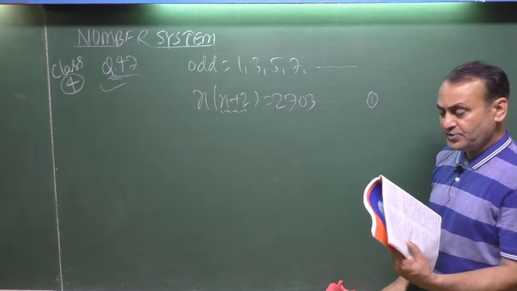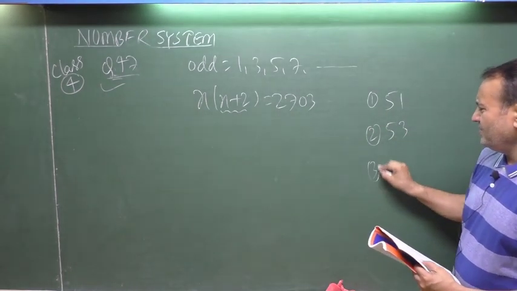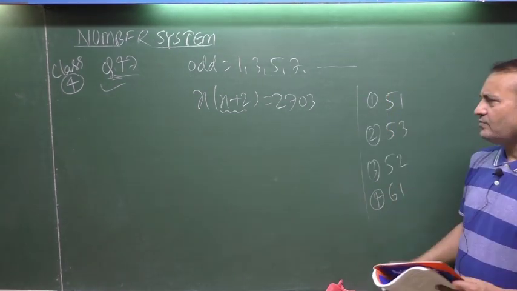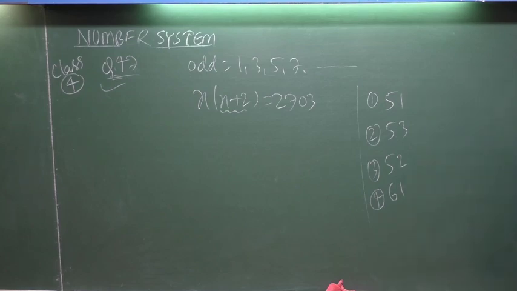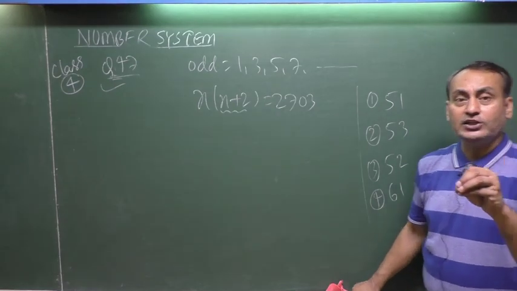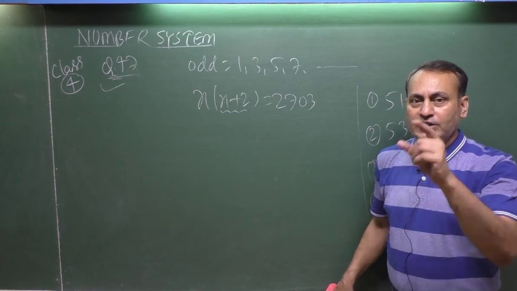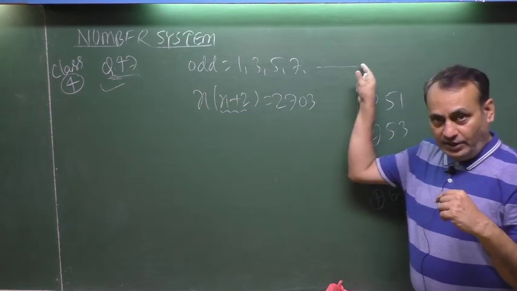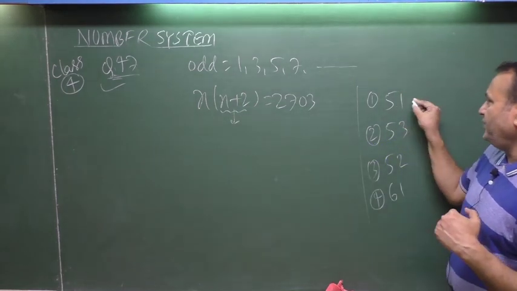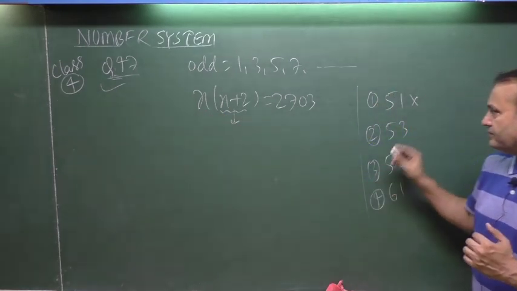2703, and options are 51, 53, 52, 61. Okay. Question says the product of two consecutive odd numbers is 2703, and find out the bigger number. That means in option bigger number has been given to you. That means x plus 2 is given here. Suppose x plus 2 is 51. That means if this is 51, this will be 49 now.